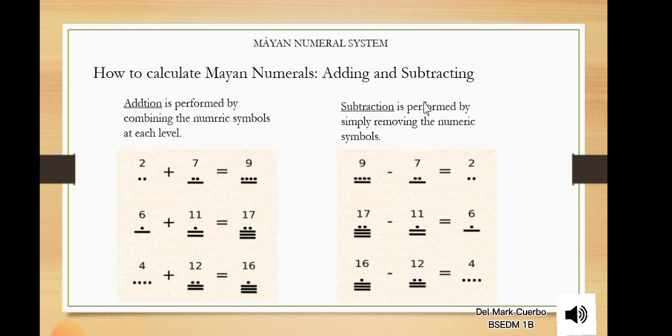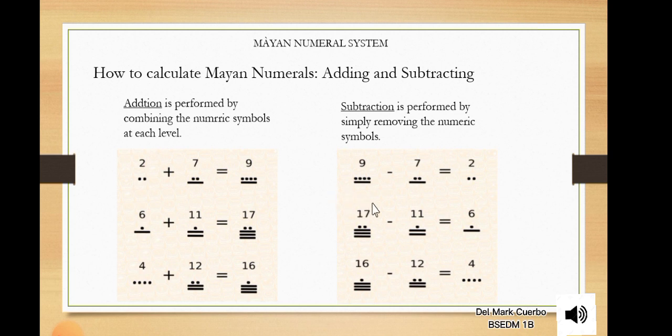So in subtraction, we are going to perform it by simply removing the numeric symbols. So 9 minus 7 is equal to 2. So 9 is represented as 4 dots, which represents 4, and a bar, which represents 5. So 5 plus 4 is equal to 9, right? Minus 7, which is represented by a bar and 2 dots. So 9 minus 7 is equal to 2. And how are we going to write 2? So 2 is represented as 2 dots in Mayan numerals.